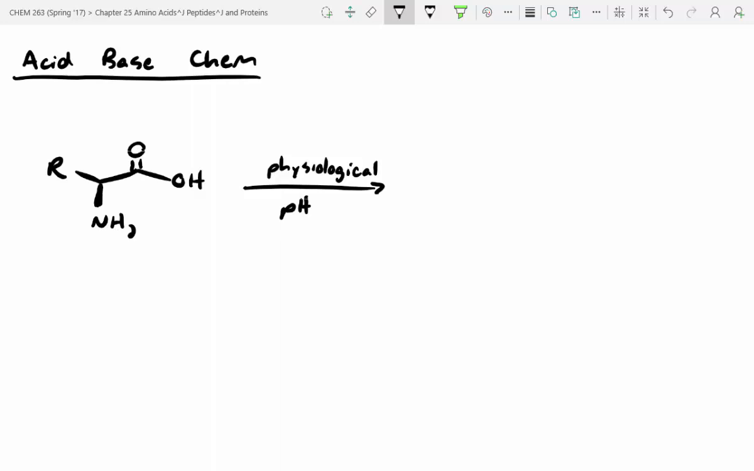What do you think it's going to do to the amine portion? Protonate it, right? So under physiological pH, the amines will get protonated. So it would be NH3 plus. And what about the carboxylic acid? Deprotonate it. What do we call molecules that have both positives and negatives in them? Zwitter ion.